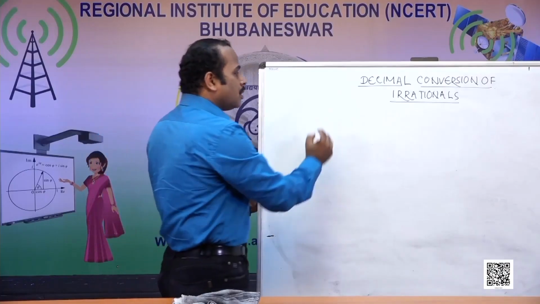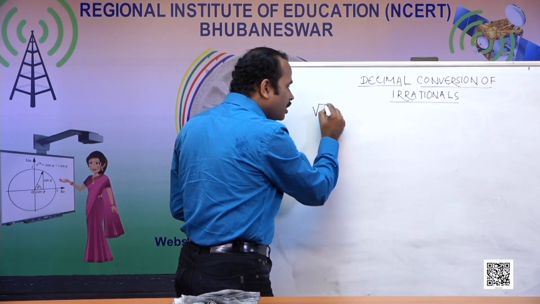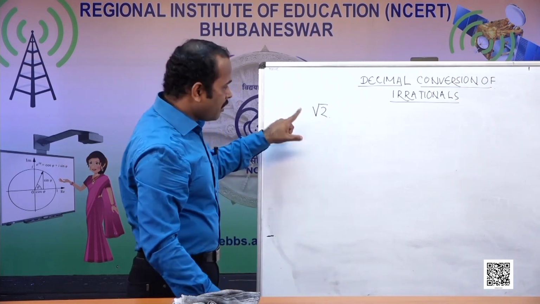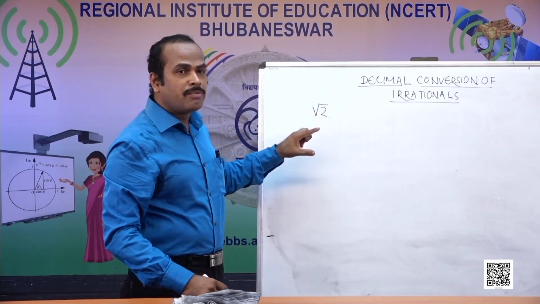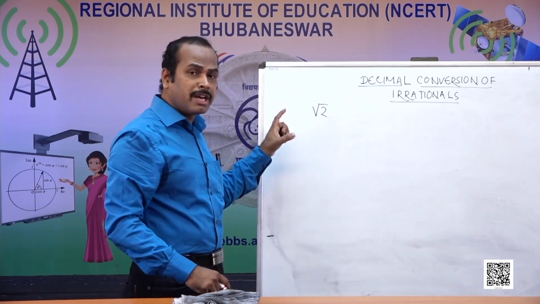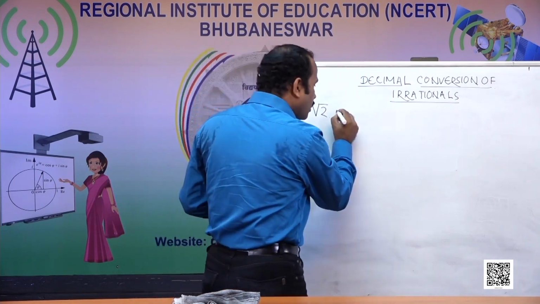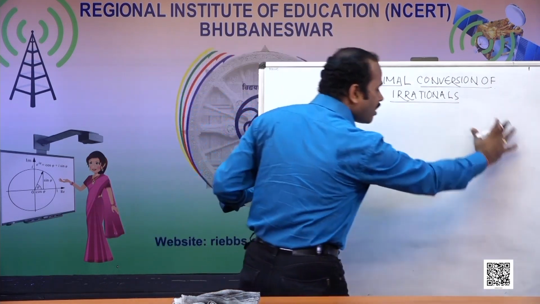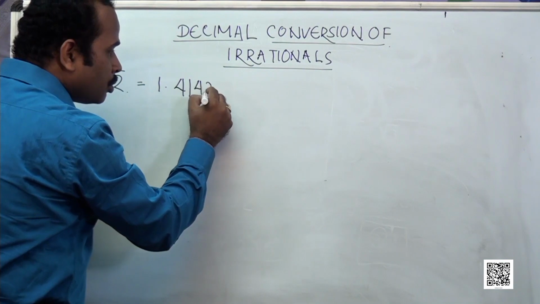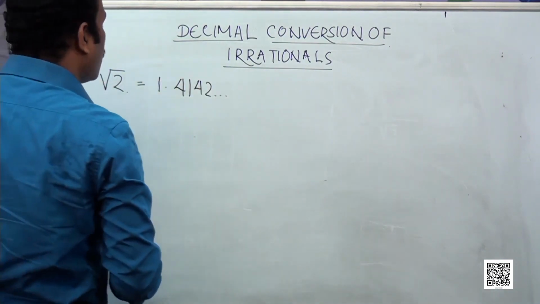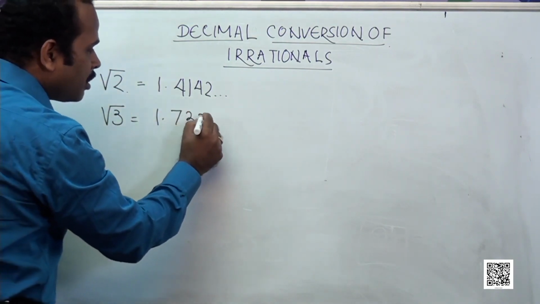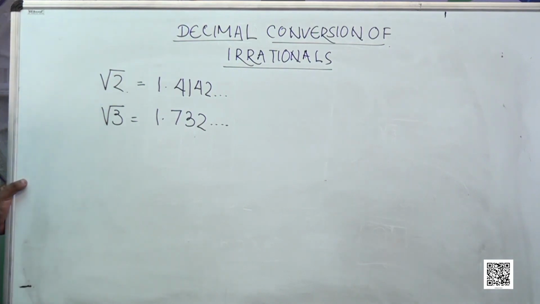As we have learned, root 2 is a real algebraic form. So how do we know root 2 is an irrational number? If you go on finding the value of root 2, you will find it is a non-terminating, non-repeating decimal number, or non-terminating, non-recurring decimal. If I find its value by the square root method, I will find 1.4142 and so on. Similarly, root 3 is 1.732 and so on.